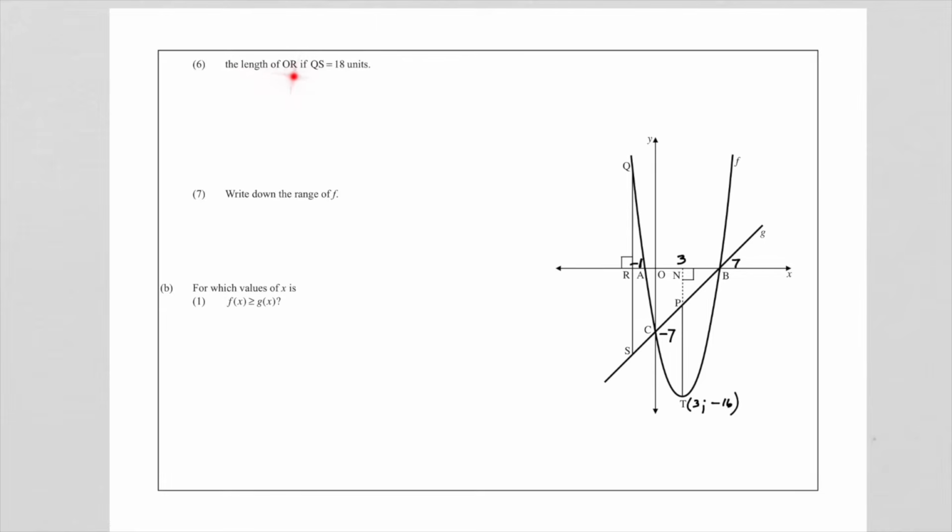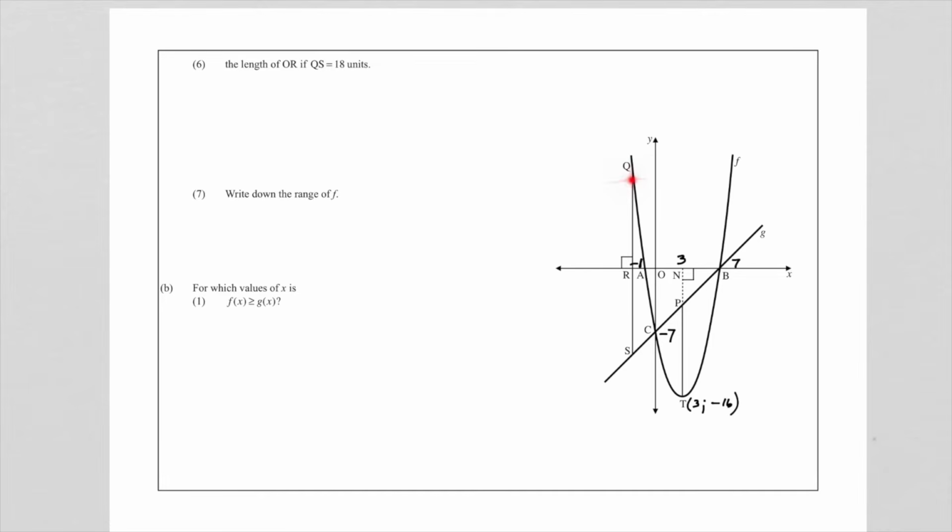They want us to find the length of OR if QS is equal to 18. Now, when you look at the drawing, you will see that QS is here, right there. That is a line, a vertical line, between the parabola and the straight line. And they gave us that length as 18. And they ask us to find that length from the origin to R, to find OR. So how will we do that?